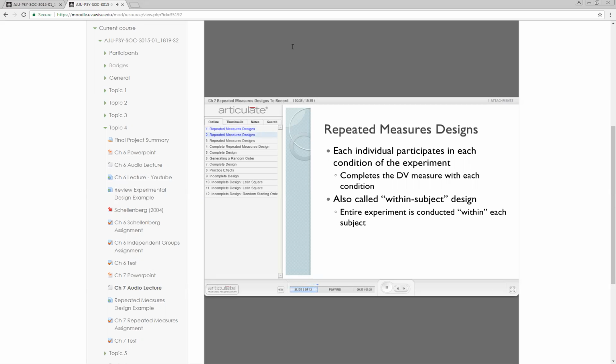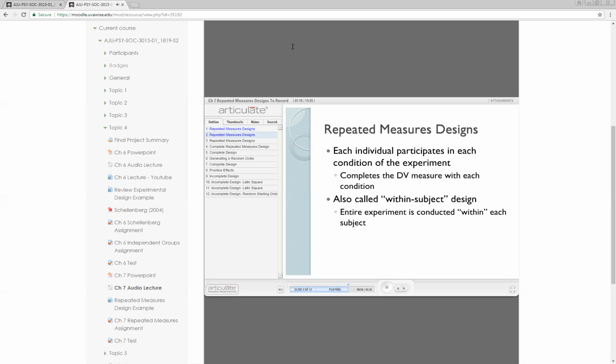So each individual person does each level of the independent variable and completes the dependent variable measure at each condition. So for example, maybe I'm interested in whether providing students with an open notebook, open note test causes more test anxiety or less test anxiety. If I wanted to take an independent groups approach, I would give one class an open book test and one class a closed book test and have each class assess their anxiety.